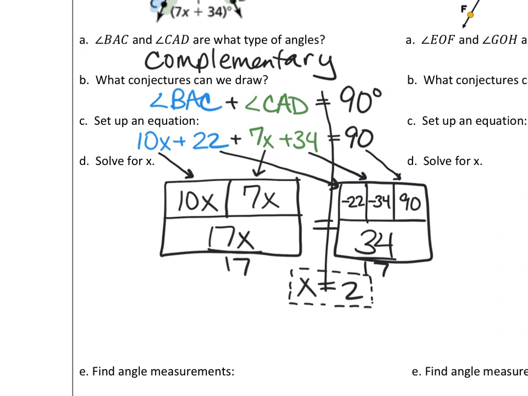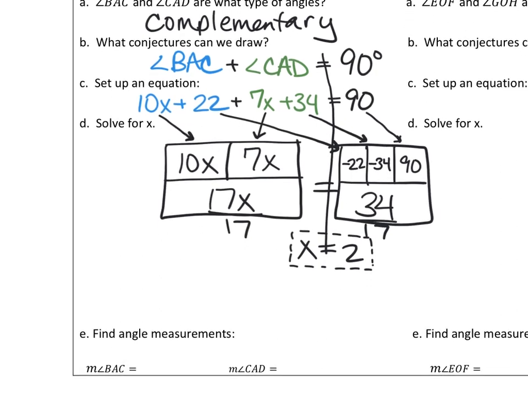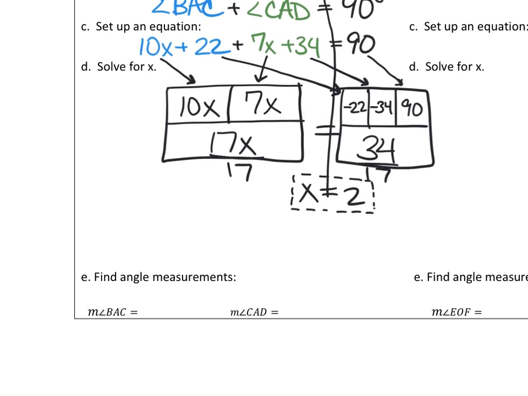So our question here is find the angle measurements. Well, okay, if the blue angle BAC is equal to 10 times x plus 22, what can I put there in place of the x now? 2. In your calculator, what is 10 times 2 plus 22?